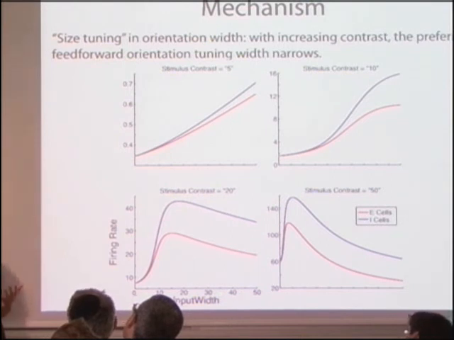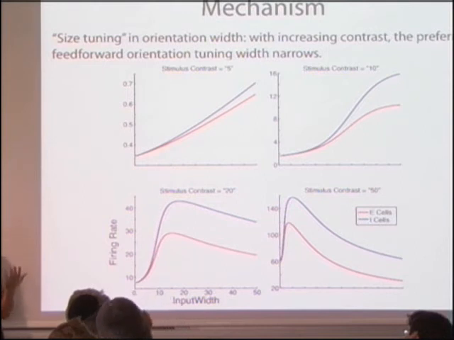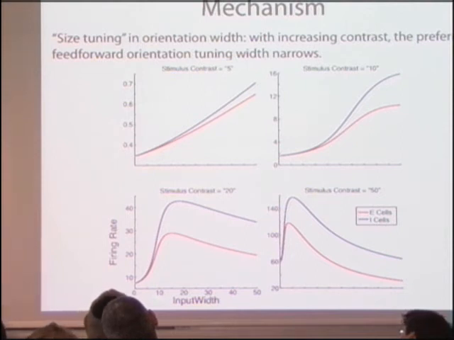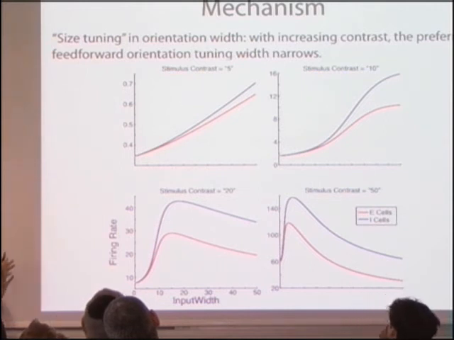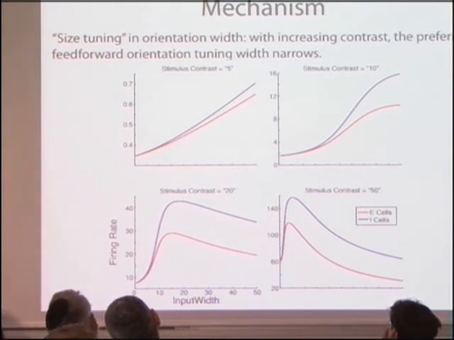And what does this mean, right? What is the input width in orientation space? It doesn't seem to make too much intuitive sense because a grating stimulus has just one orientation. So what we're really talking about on this x-axis here, just to point out in case you can't read it, is that as you increase stimulus contrast, the tuning width becomes shorter and shorter, the same as it was for the length tuning experiments.